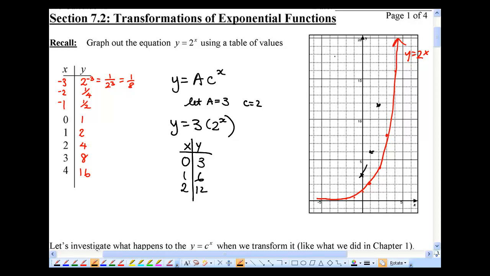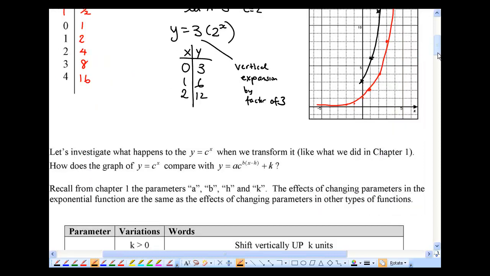And notice, just like all the other graphs we had before in chapter 1, this 3 represents our vertical expansion by a factor of 3. Remember that kind of stuff? Well, it's the same thing here. So we're going to do all these different transformation types. I'm going to use different letters this time: A, then B, then H, and K.